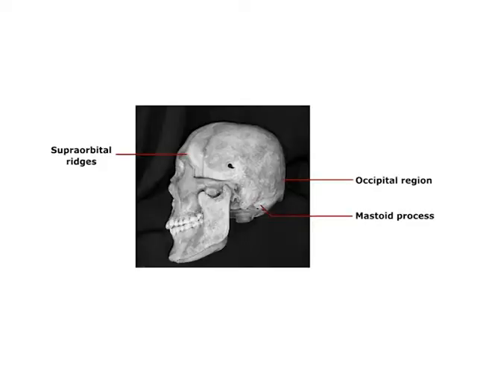The orbits are more rounded in the females, they have sharper margins and are larger relative to the upper facial skeleton. The male mandible, this is the jawbone, generally has a more prominent chin region, a more robust lower border, a greater body weight and more prominent muscular markings. The angle formed between the body and the ramus, this is the body, this is the ramus, is more acute in male than in the females.